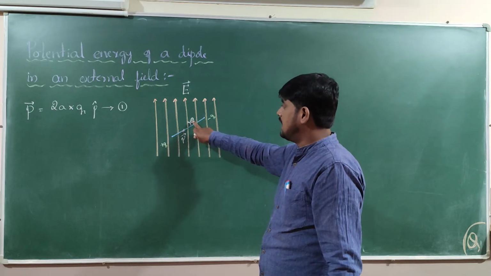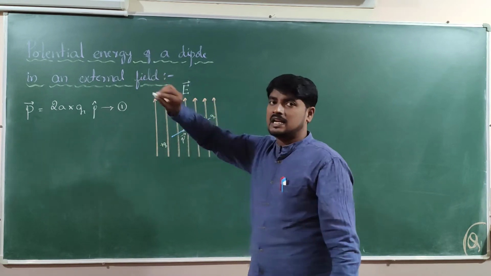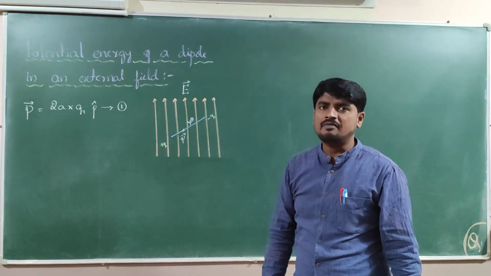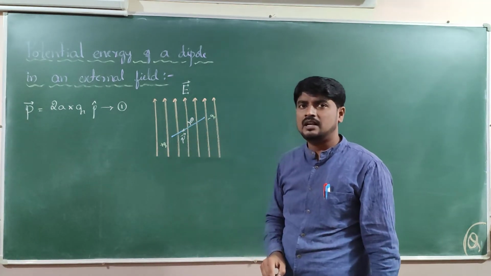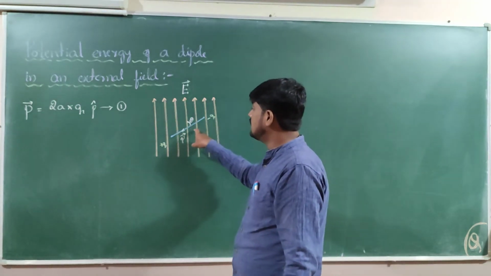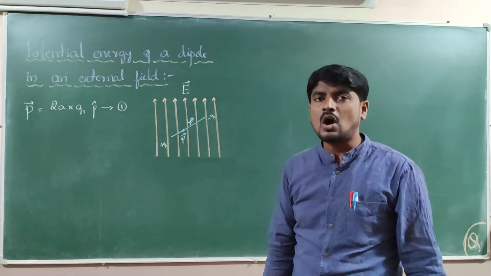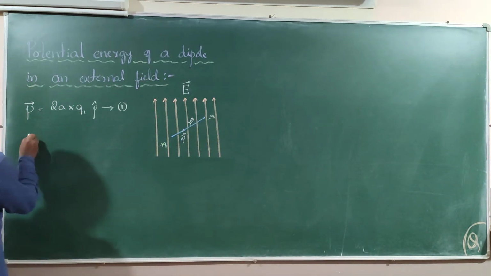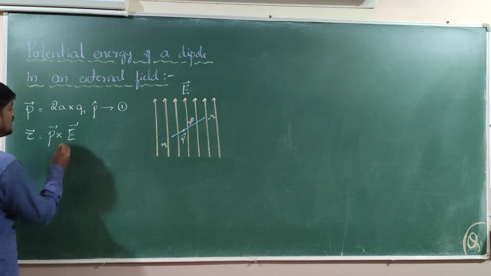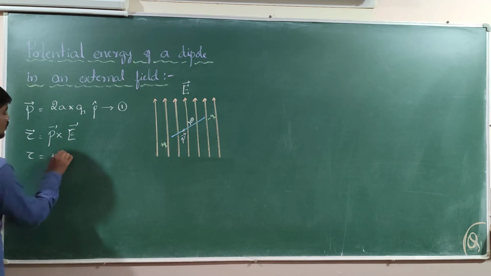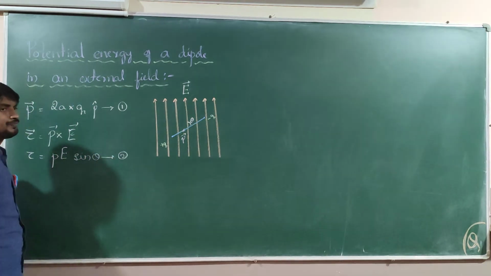Let theta be the angle subtended by the dipole axis, or the dipole moment, with respect to the electric field vector E. We already know that if a dipole is placed in a uniform electric field, the net force on the dipole is 0, but it experiences a torque, and that torque is given by tau is equal to p cross E. That we have already derived. In mathematical form, tau is equal to p into E into sin theta. Say equation number 2.